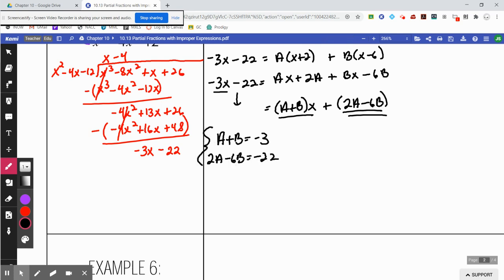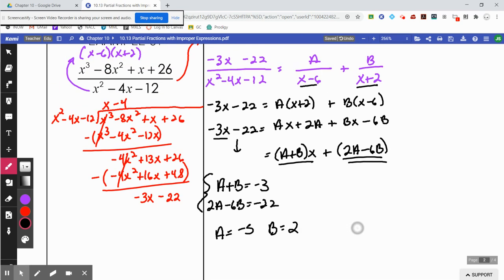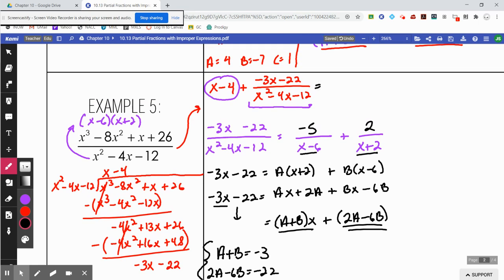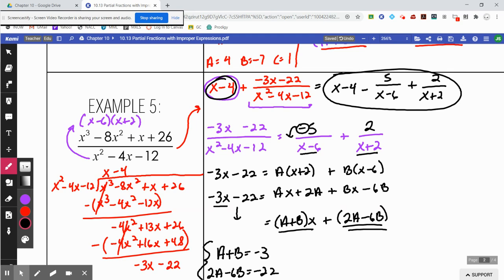And there's your system. Once you solve your system, you will find out that your a value and your b value are negative 5 and 2. So therefore, back to our original, my a value is negative 5. My b value is 2. So therefore, we decompose this into x minus 4, which was finished already, minus 5 over x minus 6, plus 2 over x plus 2. And again, I put this minus out front just because I had to put the x minus 4 with it as well. So there's your final answer.